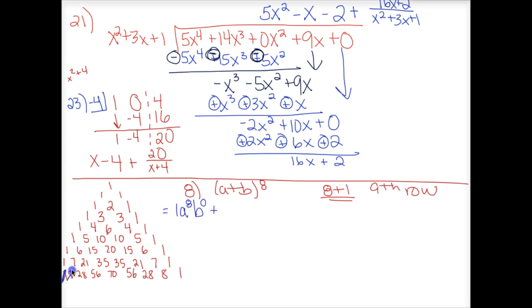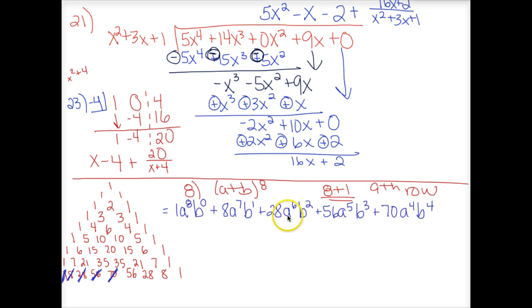My second term, the coefficient is 8. Now my a's should decrease, so a to the 7th, and my b's should increase, b to the 1st. Next, 28, so plus 28. A should decrease, so 6, and b should increase to 2. Next coefficient is 56. A decreases to 5. B increases to 3. Now 70, plus 70. A decreases to 4. B increases to 4.